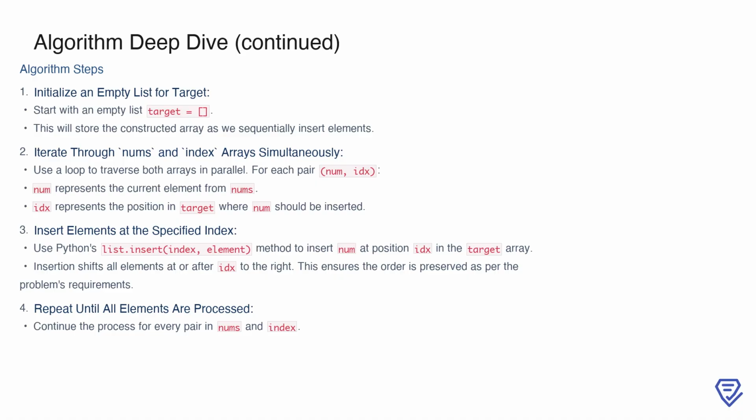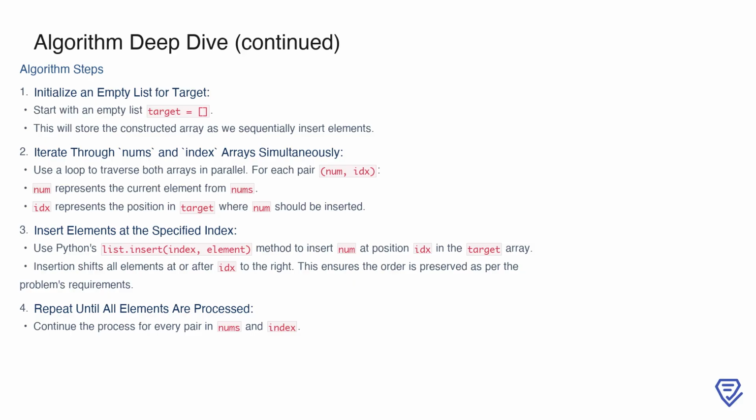The algorithm begins by initializing an empty list, target, which will eventually hold the constructed array. We then iterate through the nums and index arrays simultaneously, processing each pair of elements. For each pair, num and idx, num is the value from nums that we want to insert, and idx is the position in the target array where this value should be placed.